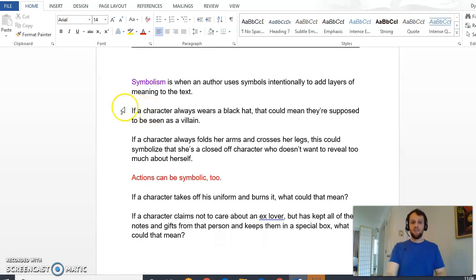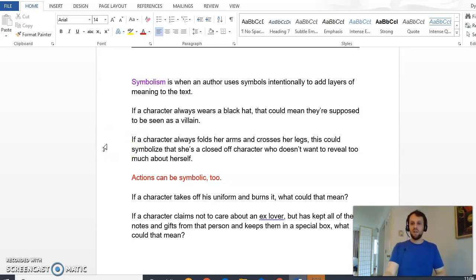For example, if there's a character that always wears a black hat, it could mean that they're supposed to be seen as a villain. So there is this darkness that's immediately associated with their personality if they're wearing a black hat. Say if you're watching a Western or something, the bad guy usually wears a black hat. So he brings the darkness with him. He wears the darkness.